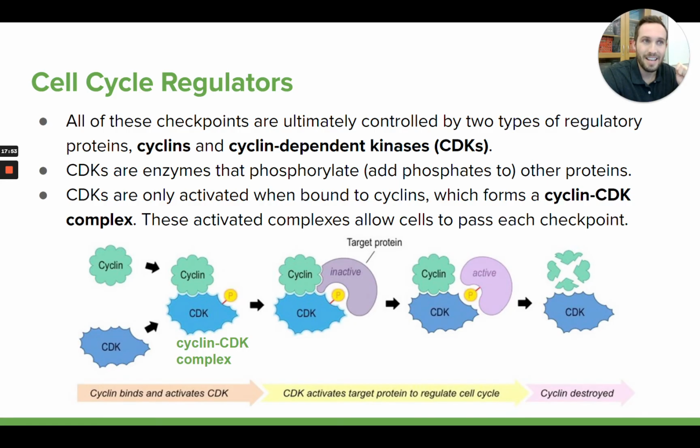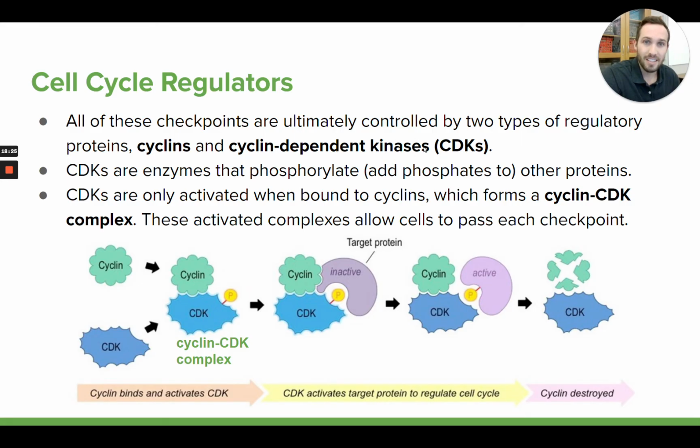But these checkpoints are ultimately being controlled by these regulatory proteins that are inside the cell. So there's these proteins inside the cell who are ultimately controlling whether or not a cell is allowed to start the next part, if it's allowed to continue on past these checkpoints to the next phase of the cell cycle. And the 2 types of proteins that are controlling this are called cyclins and CDKs. So CDK stands for cyclin-dependent kinases.